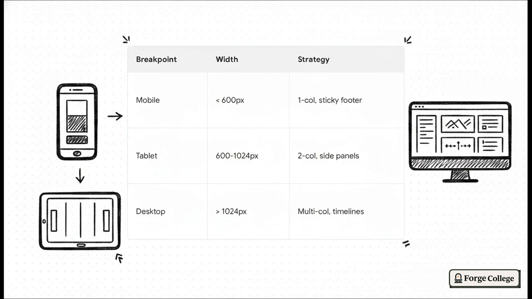On mobile, which is under 600 pixels, you're using a single column, stacking your components, and relying on sticky footers so the submit button doesn't completely vanish under the digital keyboard. On tablet, between 600 and 1024 pixels, you can introduce two columns and collapsible side panels to really make use of that extra space. And on desktop, above 1024 pixels, you finally have the real estate for multi-column dashboards with persistent sidebars and visible real-time activity timelines.